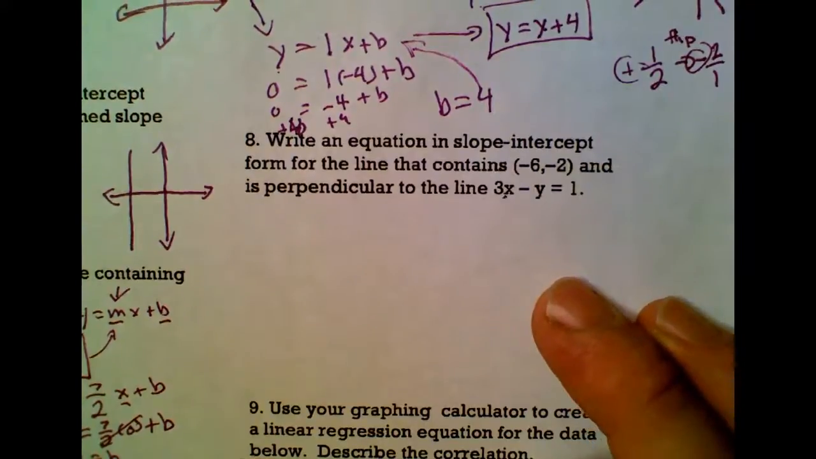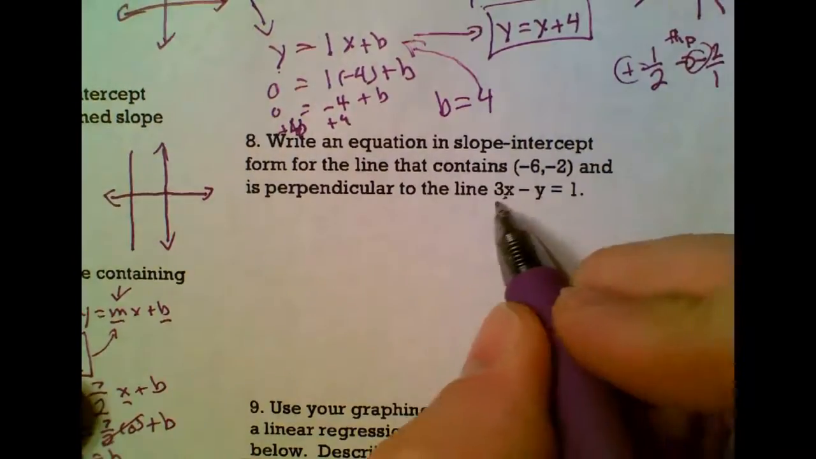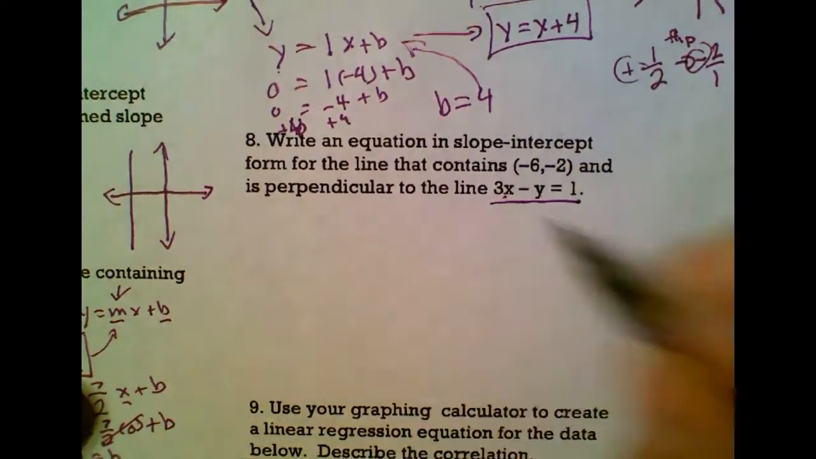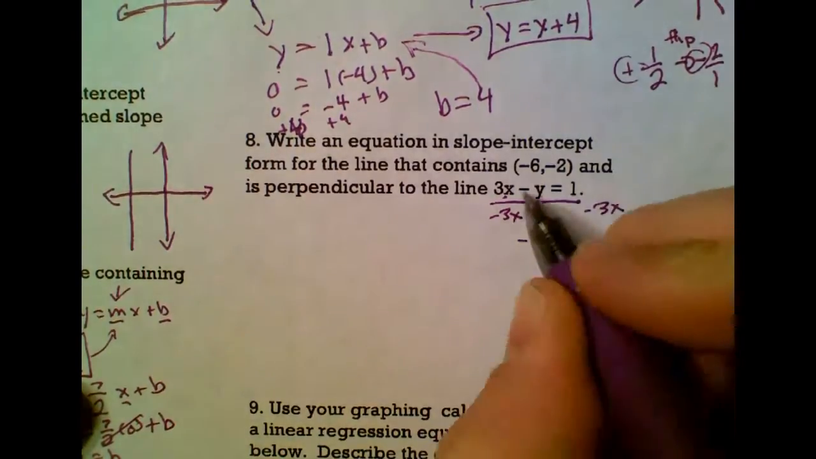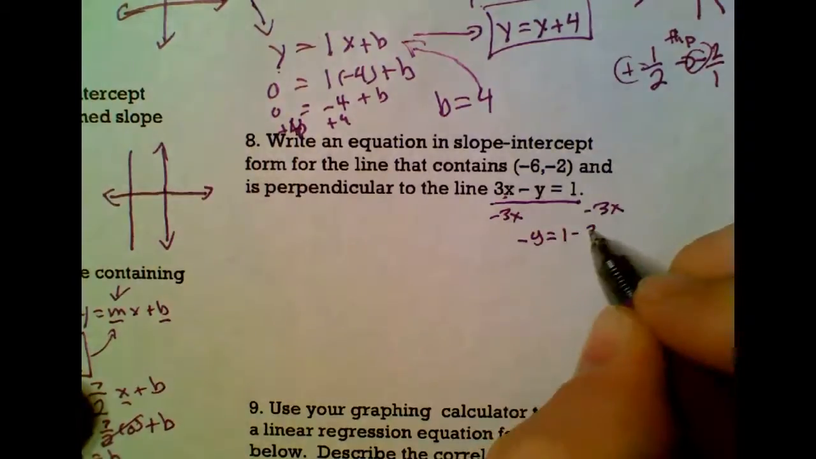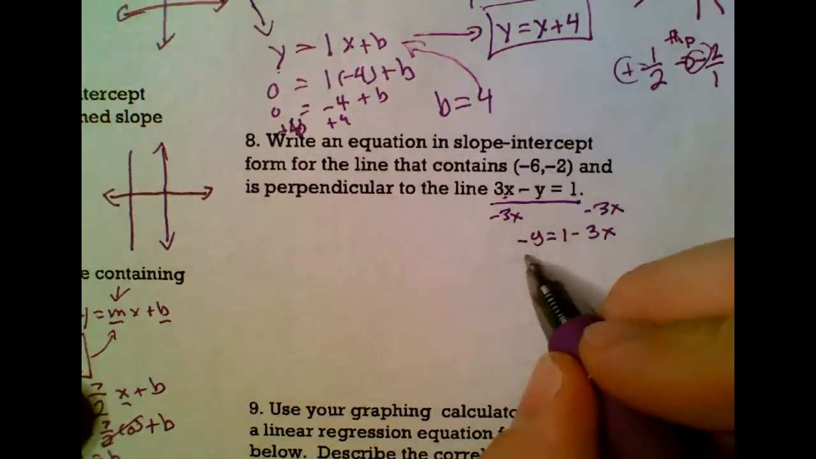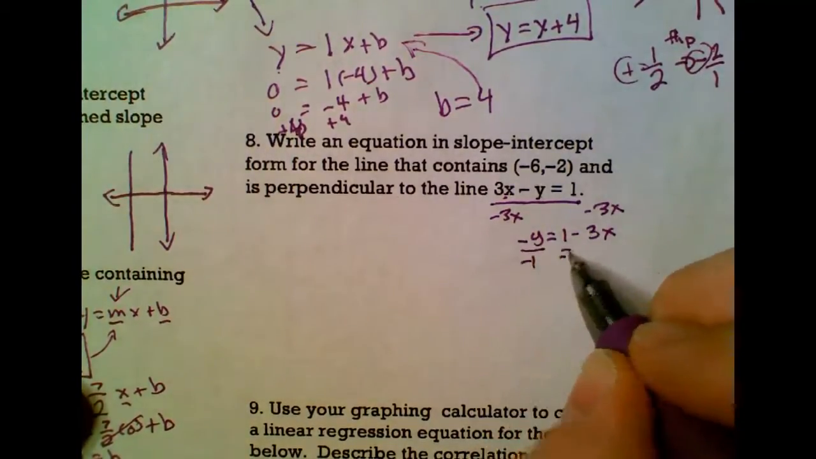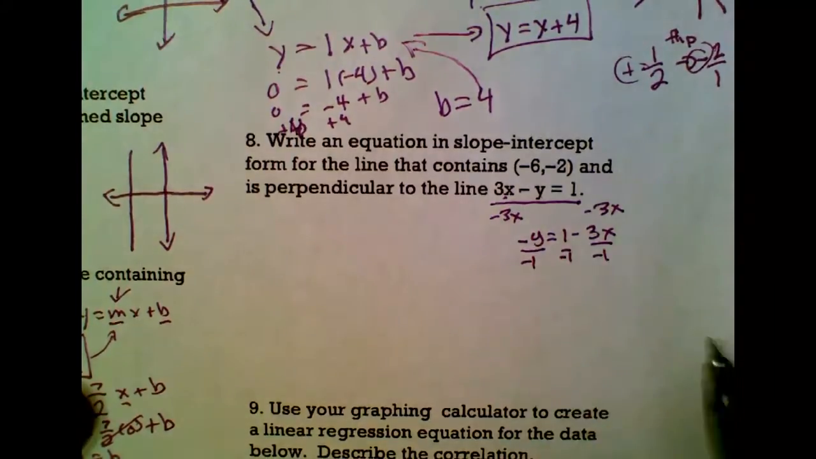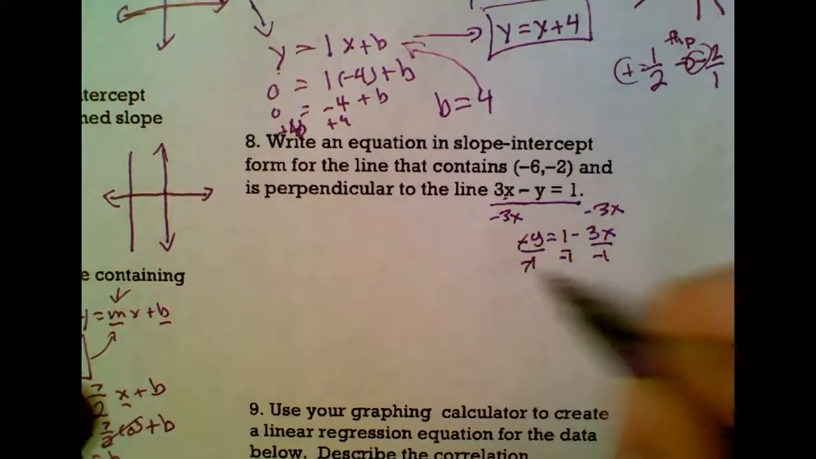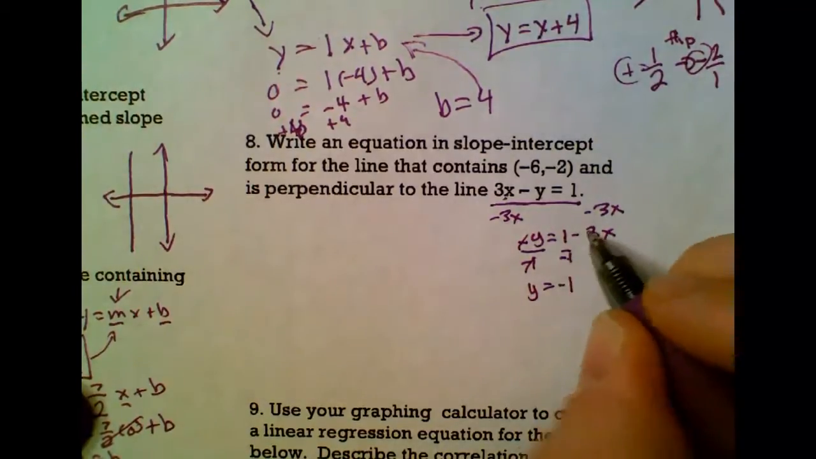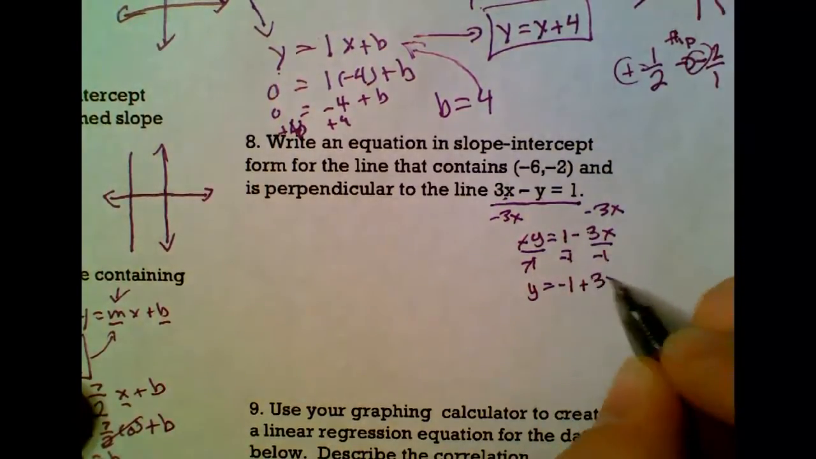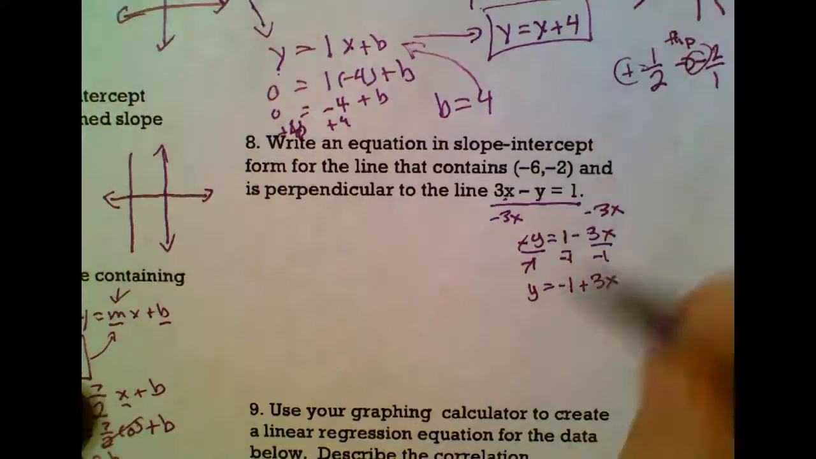Step 1, find the slope of the current line. So we've got to find the slope of this. Let's do that. Let's subtract 3x from both sides. So we have -y. Don't lose that negative. It's equal to 1 minus 3x. Now we're going to divide by -1. We want to get that y totally by itself, okay? That cancels that off. So we have y is equal to 1 divided by -1, which is -1, and -3x divided by -1 is 3x. Okay, so what's the slope of this line?